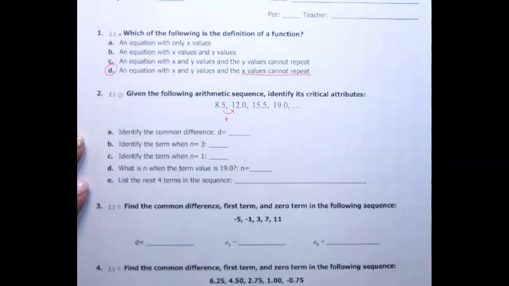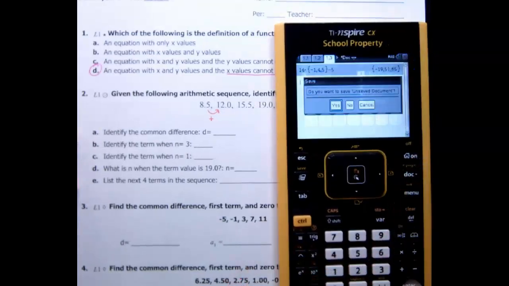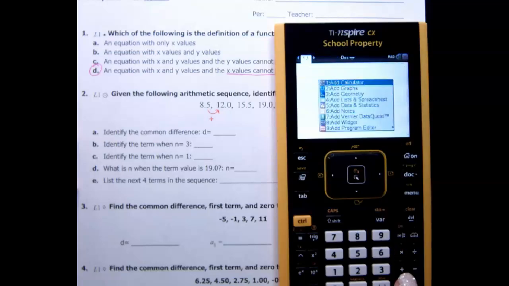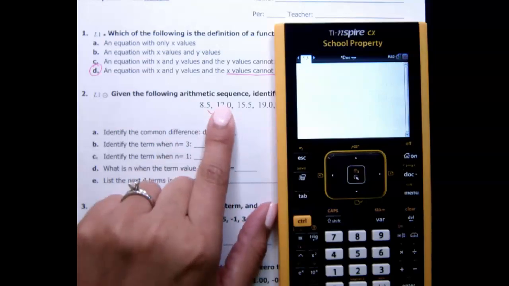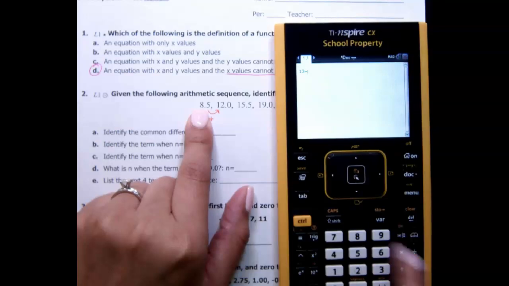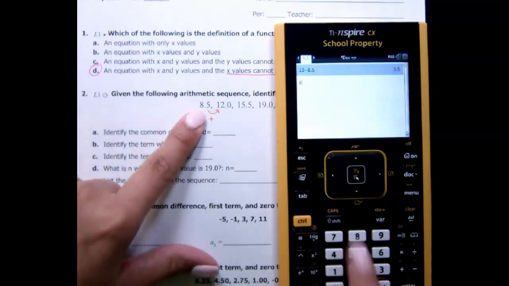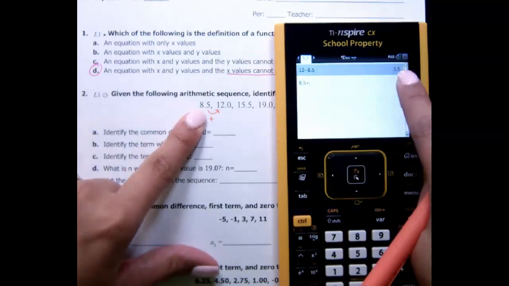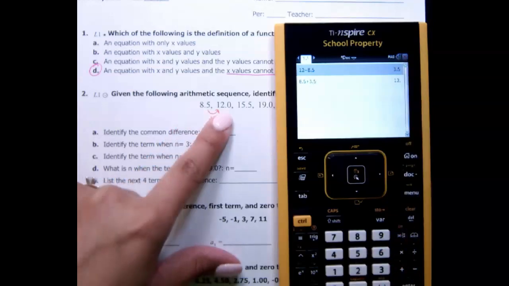If you struggle with figuring out what you're adding or subtracting, this is how you can use your calculator to do it. Subtract these two numbers. So do this number minus this number. 12 minus 8.5. And whatever the calculator gives you, that's your difference. So then you check it. 8.5 plus whatever the calculator told me the difference was, 3.5, and it equals 12.